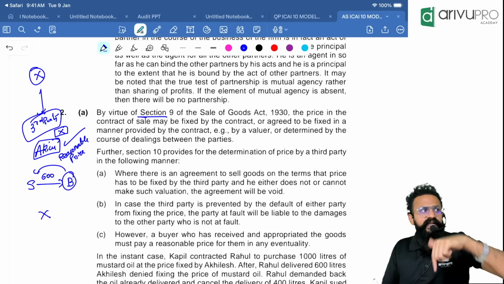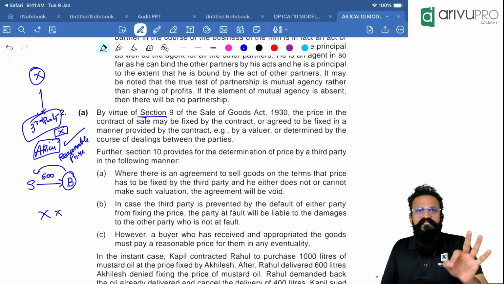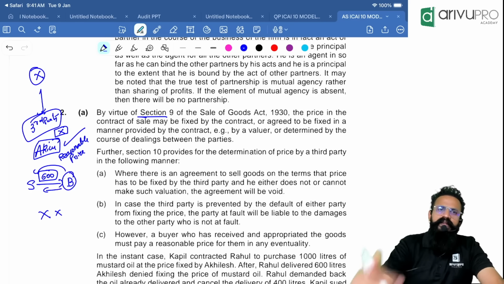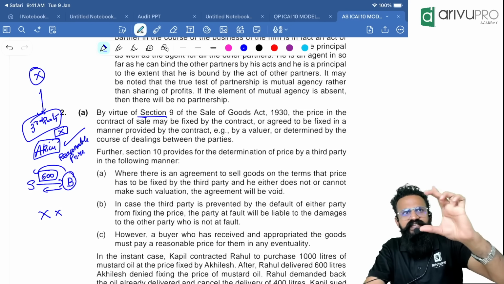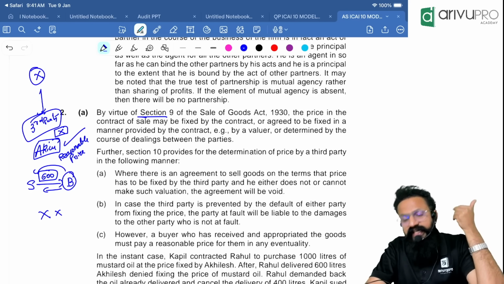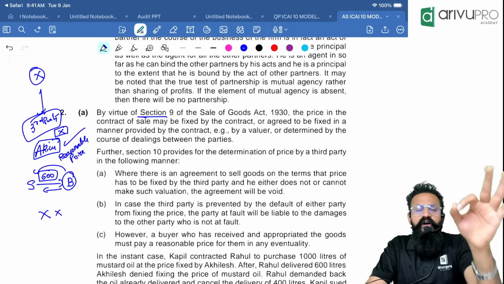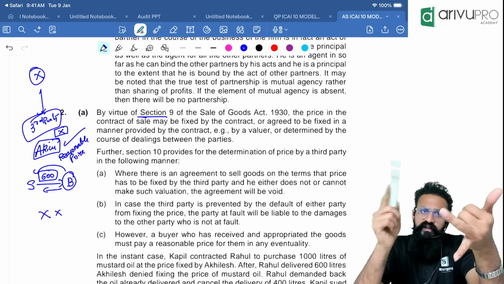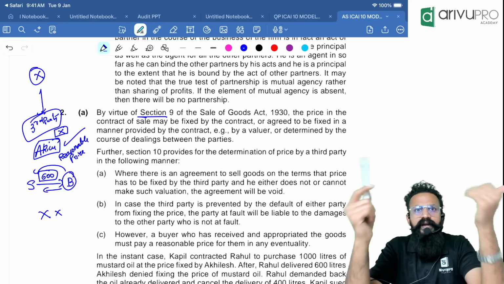If the goods are already delivered and the third party is unable to fix the price, in such case whatever is the price for the 600 liters has to be paid by the buyer to the seller. Now again I am telling you, how do we have to present this in the exam? First write what the law says, section 9. First explain section 9 in detail. As per section 9, how do we determine the price of particular goods? The price can be determined by the parties themselves, or by the course of dealing, or based upon a third party.